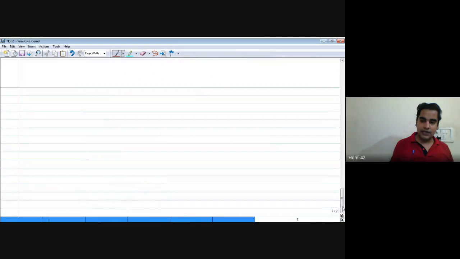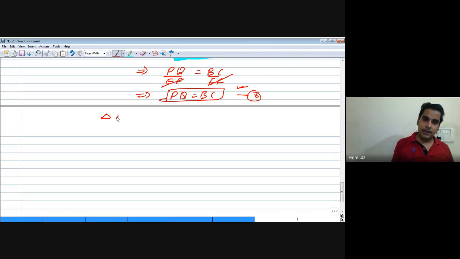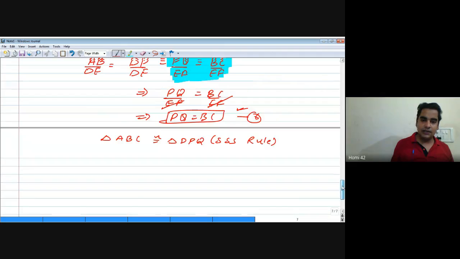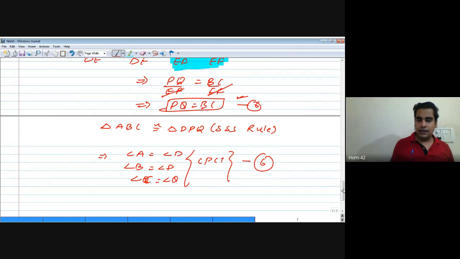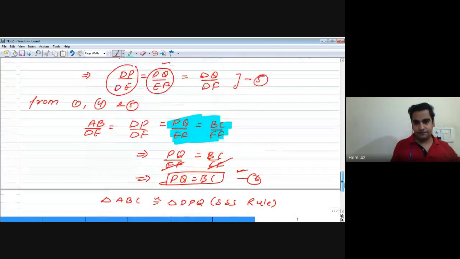So I'm going to write it. Triangle ABC is congruent to triangle DPQ by triple S rule. And if these two triangles are congruent, their angles are also going to be equal. That means angle A is equal to angle D, angle B is equal to angle P, and angle C is equal to angle Q by CPCT. Now we are very close to the proof, right? Now pay attention.